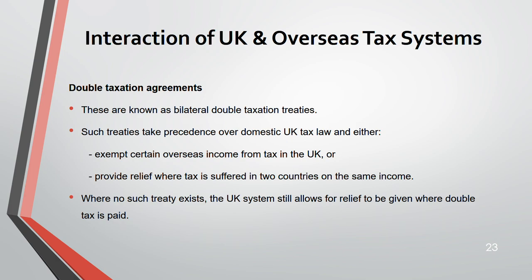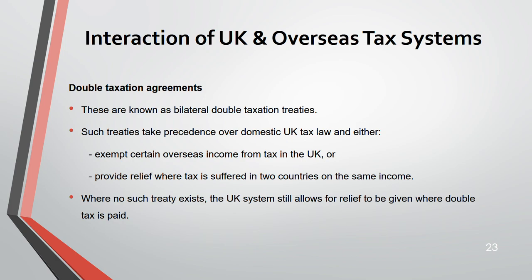So we'll take the other way around. Let's say in Germany the tax rate is 20%, and in UK it's 30%. So you have paid 20% tax in Germany. Once it comes to UK, the UK tax rate is 30%, more than Germany, right? So you are not paying 30%. You are only paying 10%.